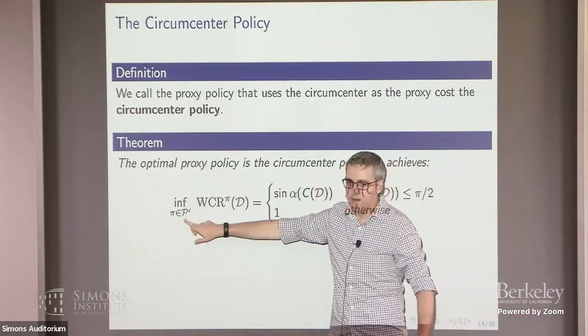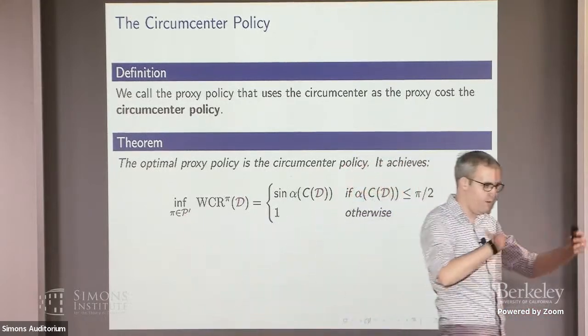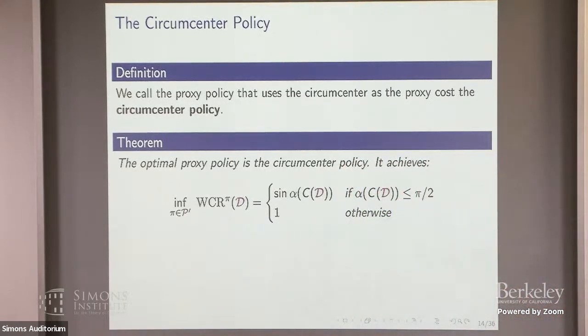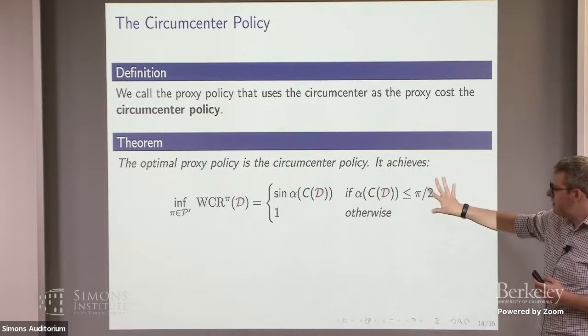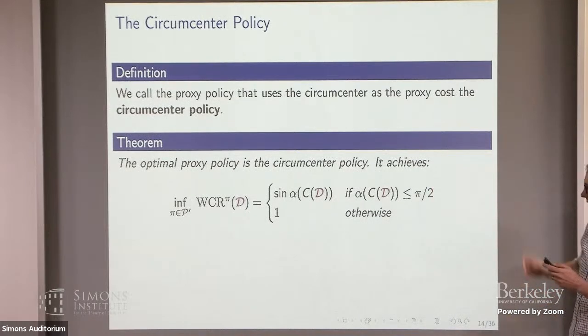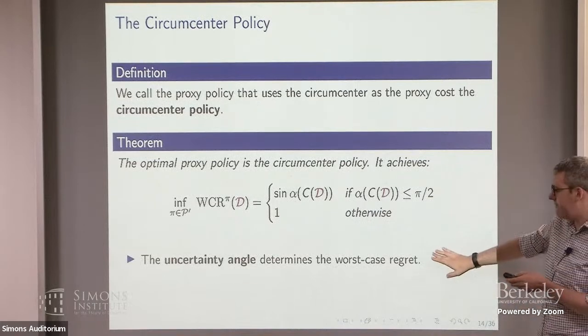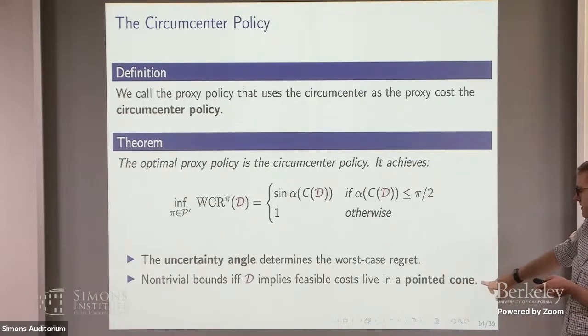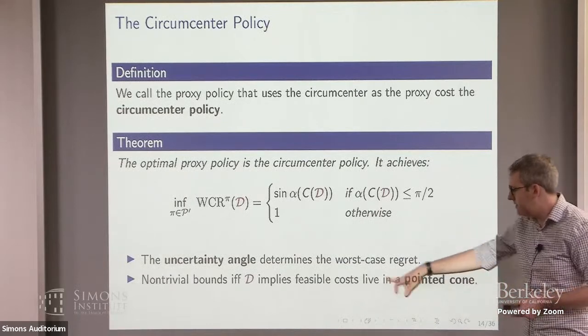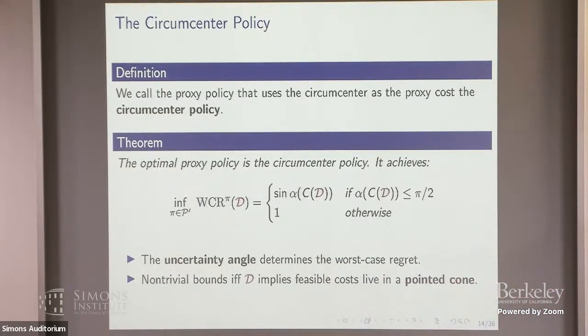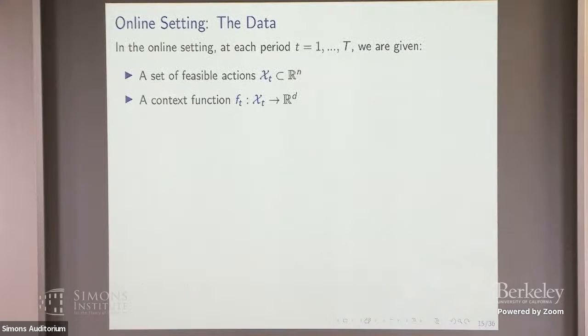We wrote the theorem here in terms of proxy policies. We have a slightly more complicated statement in terms of general policies. I'm not going to present it here, but the result extends to general policies with some slight caveats. And now the uncertainty angle defines a regret, and this bound is non-trivial if and only if the set of costs live in a pointed cone. So that's the offline problem, what we can say about it.